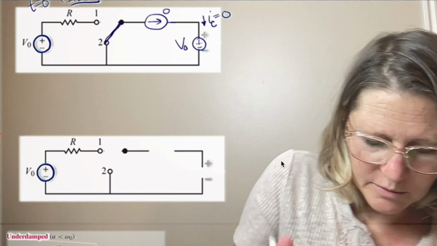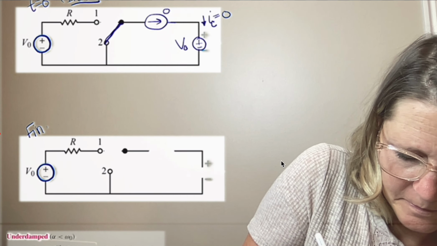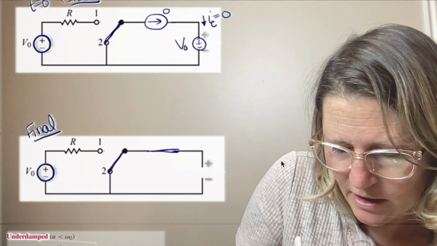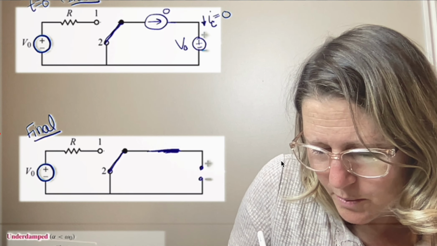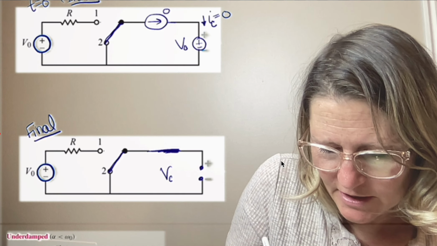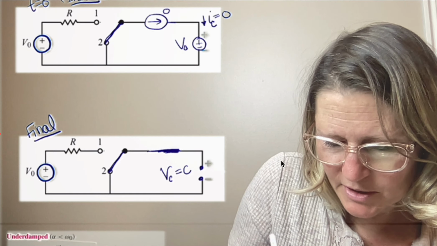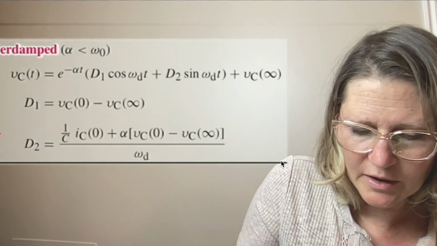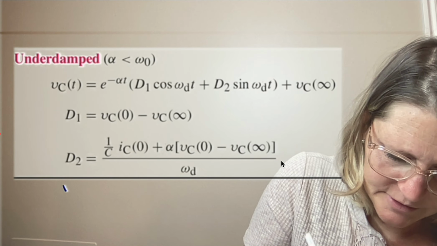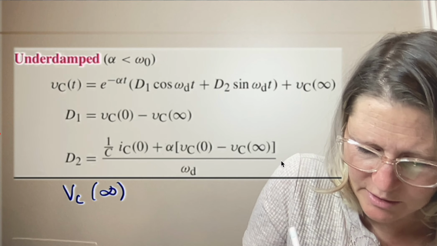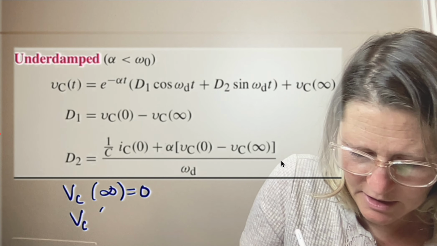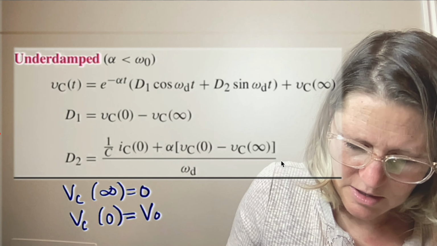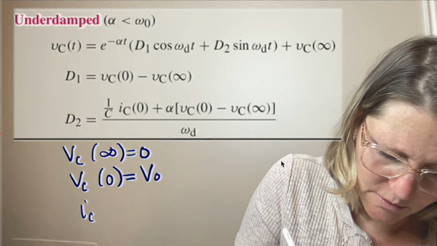Then in the final position, you're going to have the second switch and a wire and then an open, and VC is got to be 0 in this case. So the final value will be 0 also. So we have VC at infinity was 0. VC initial was V naught. And IC of 0 was 0.